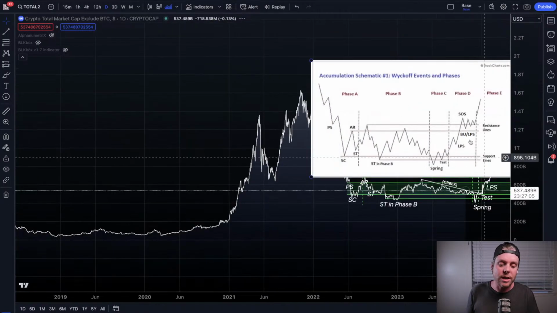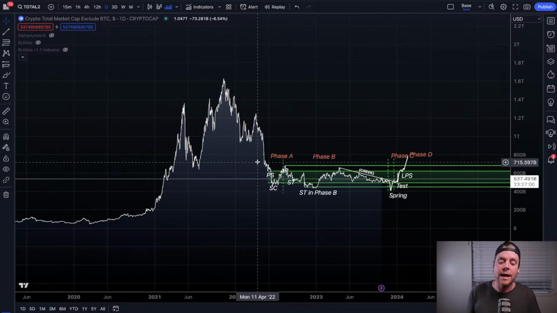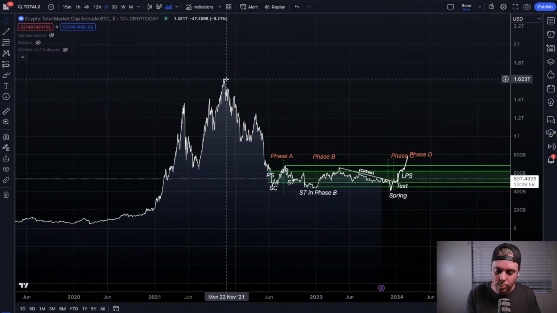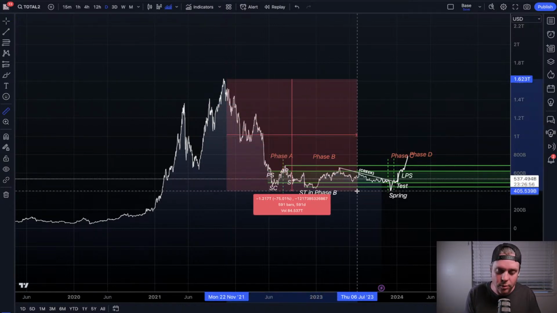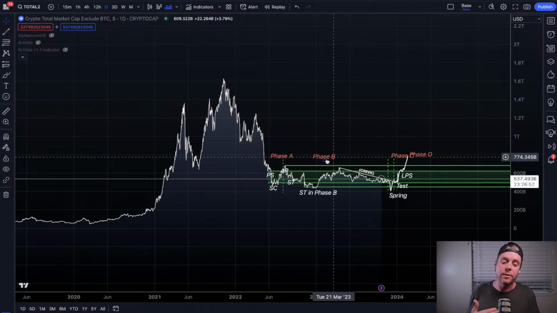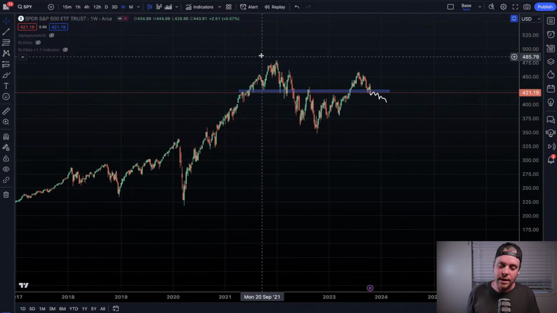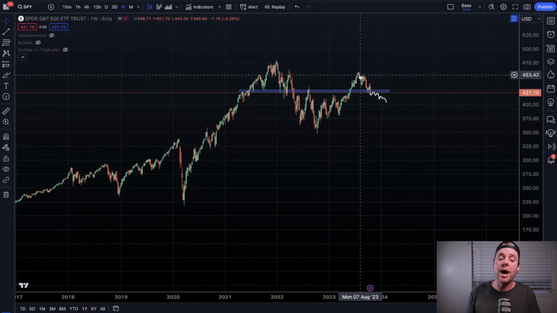Whereas when you look at total, we've already had a huge correction. We've already not only had a huge removal of value, like a 75% drawdown, but we've been trading sideways in an accumulation for a while. The SPY has not been doing that. We came down, we came up for what could potentially be a dead cat bounce.